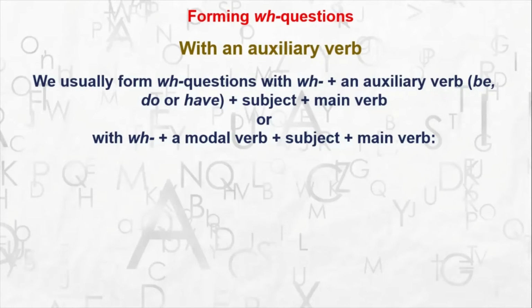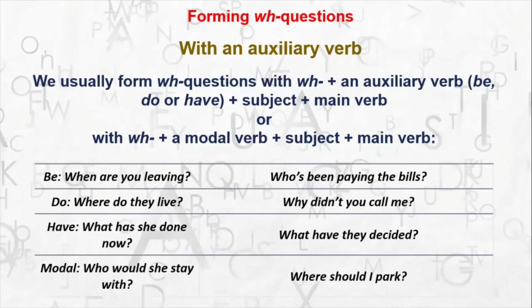Now remember, at this level in 5th standard, it is important for us to understand that auxiliary verbs and modal verbs both help the main verb. Okay, there is no need to learn in detail about this. So let's see some examples. When are you leaving? Here, are is the auxiliary verb, you is the subject, and the main verb is leaving. Okay. Similarly, let's see the other ones. Where do you live? What has she done now?